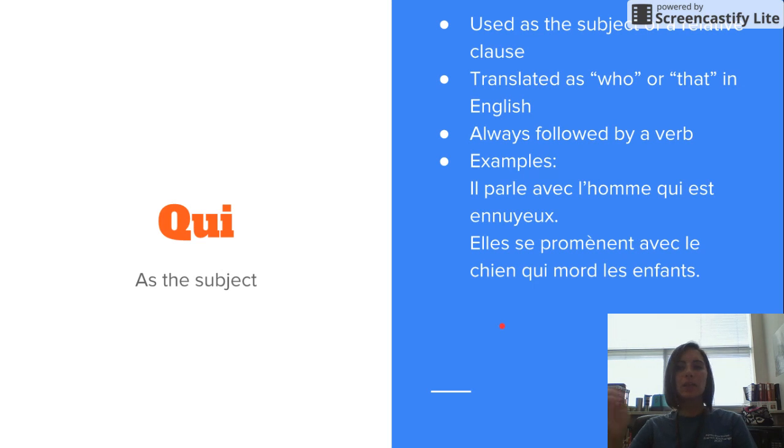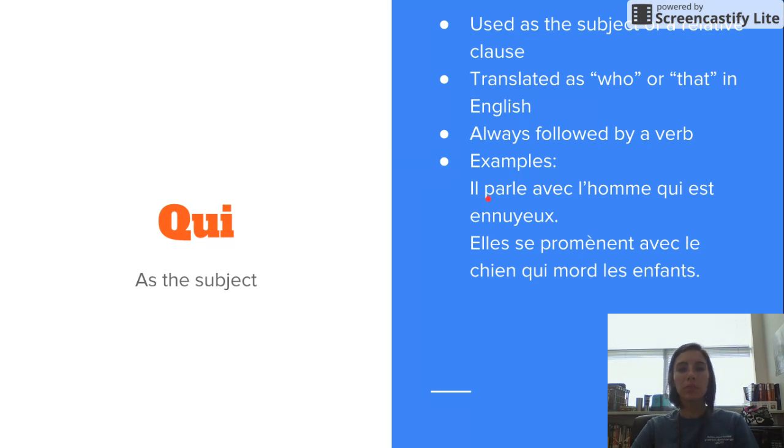So qui is used as a subject of a relative clause. A relative clause is a clause related to whatever was previously mentioned. It translates as who or that in English, and these are pronouns that are replacing people or things. And here, qui is replacing the subject. Qui is always going to be followed by a verb because it's a subject. If you think about it, the subject has to be doing something.